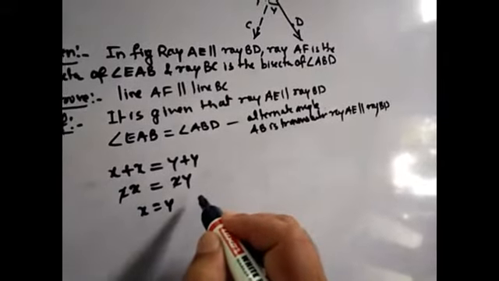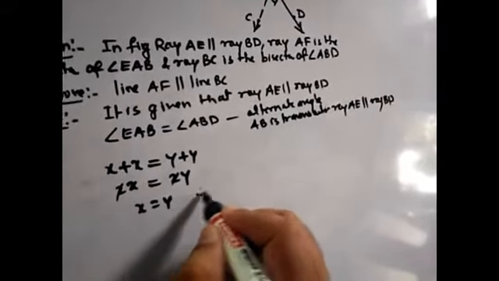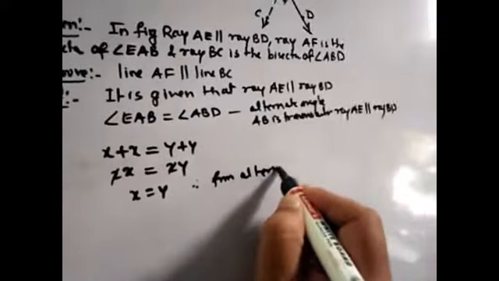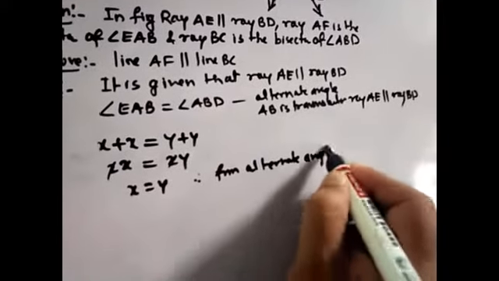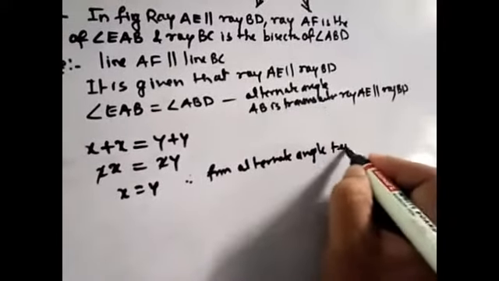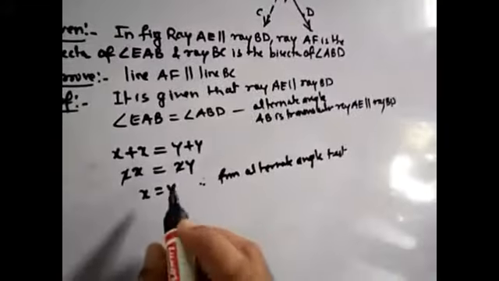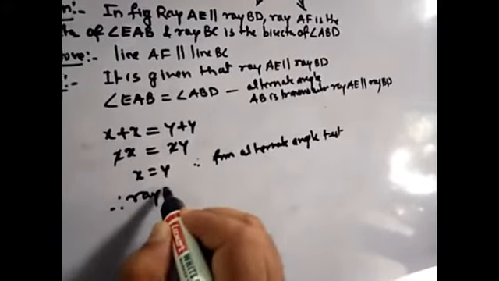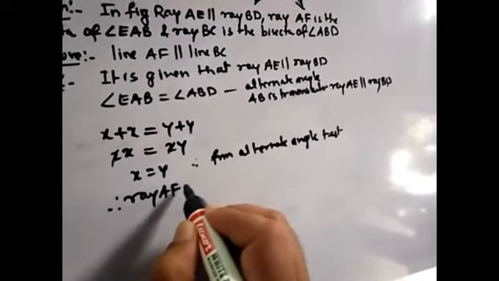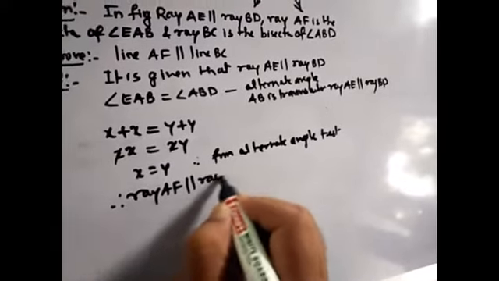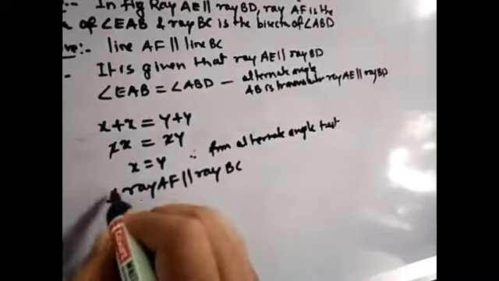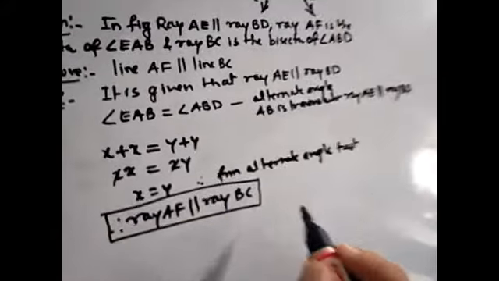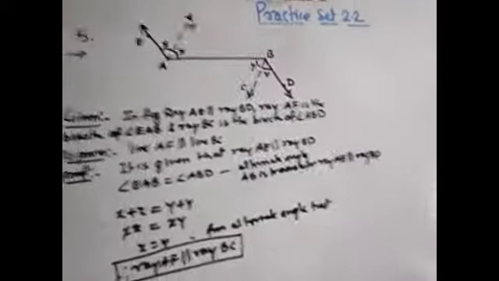From the alternate angle test, we write that ray AF is parallel to ray BC. That we write from the alternate angle test. So this is a very simple example.